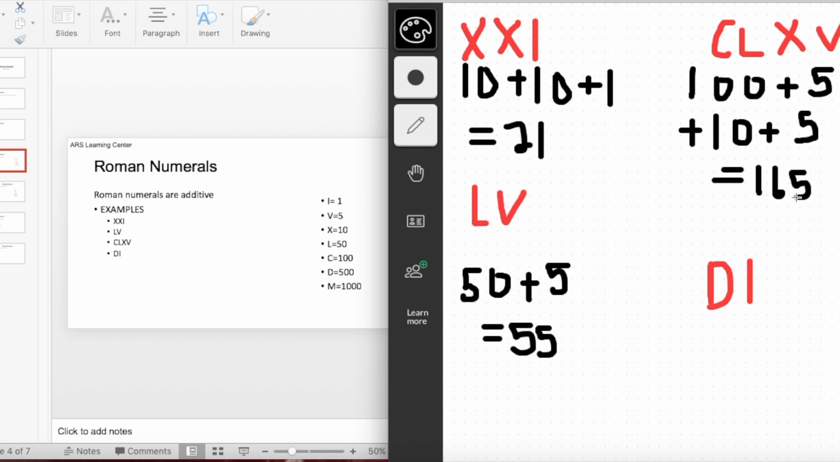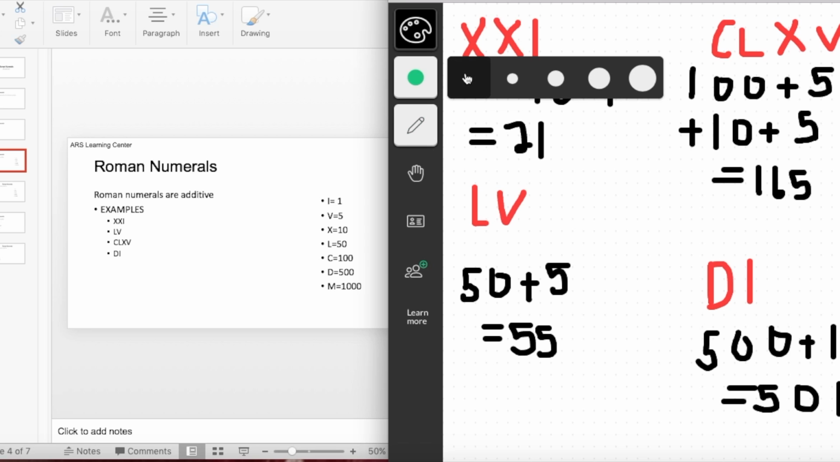Lastly, we have DI. D stands for 500, plus I, which stands for 1. So we have 501. Now, we know these numerals are additive because the largest number is first.